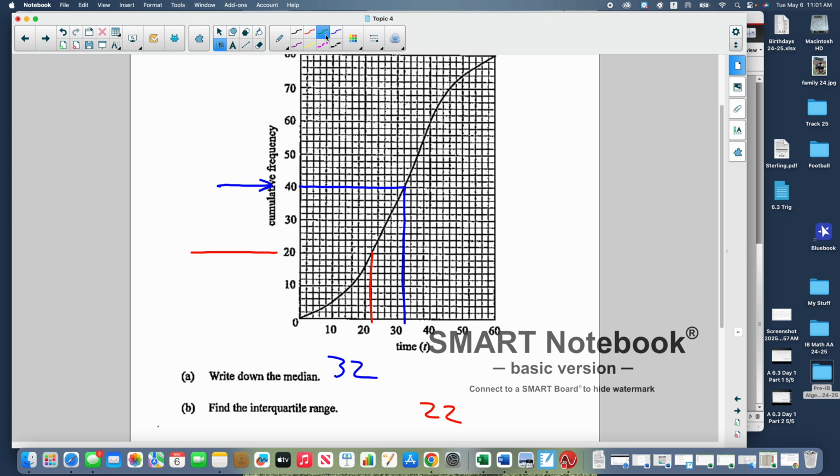60 would be halfway there. I would take it, run it across, and run it down. And that would be 40. And so that would give me 18 would be my IQR.